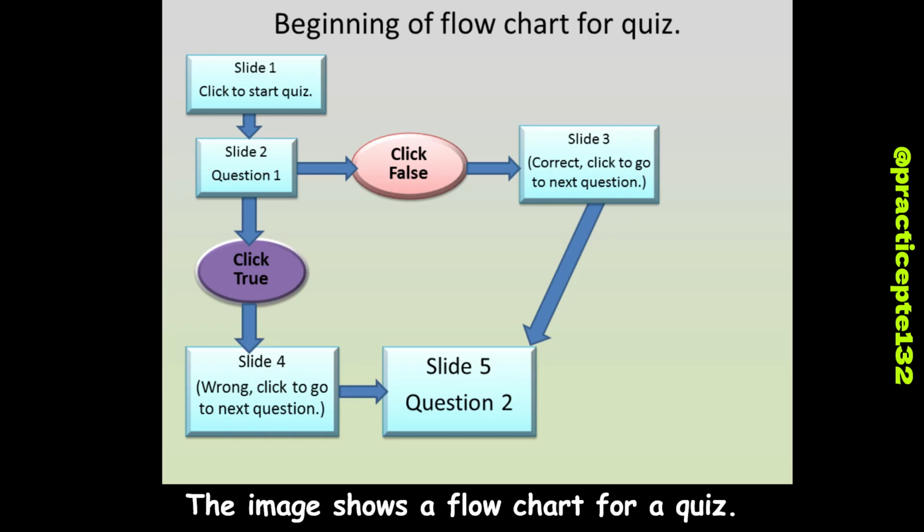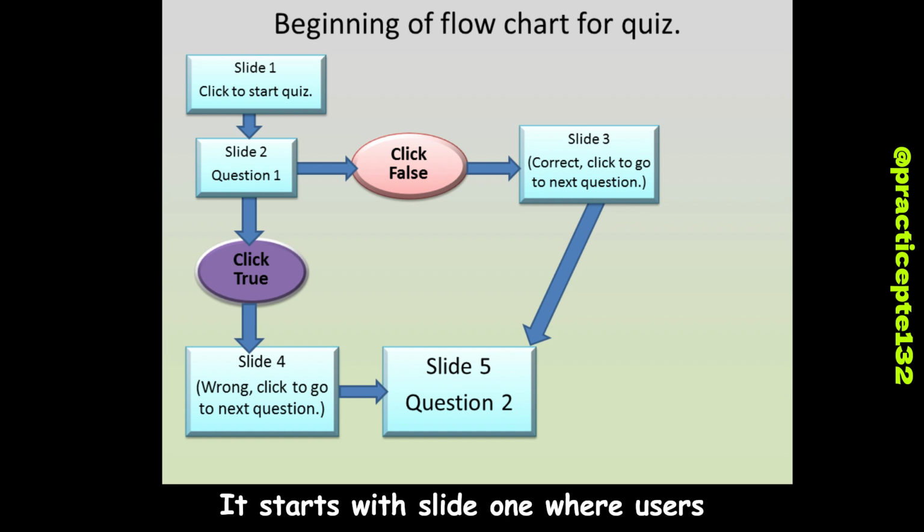The image shows a flowchart for a quiz. It starts with slide 1, where users click to begin. Then, slide 2 asks question 1. There are two choices, true or false. If true is clicked, it goes to slide 4, which says the answer is wrong, but moves to the next question. If false is clicked, it goes to slide 3, showing the correct answer and then moving forward. Both slides lead to slide 5, which has question 2. The chart shows how the quiz flows based on the user's answers.